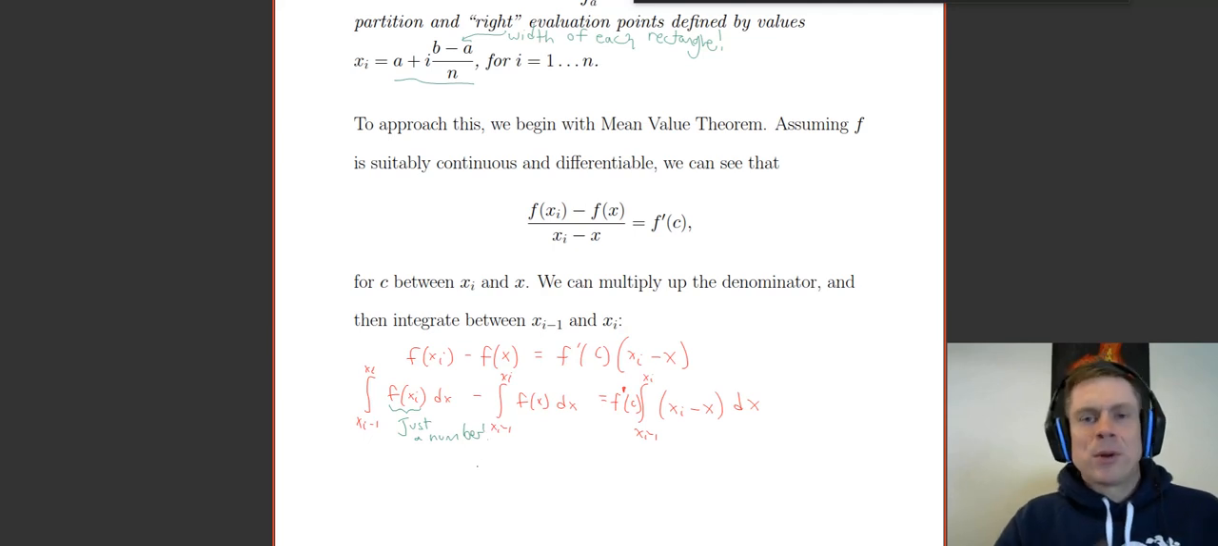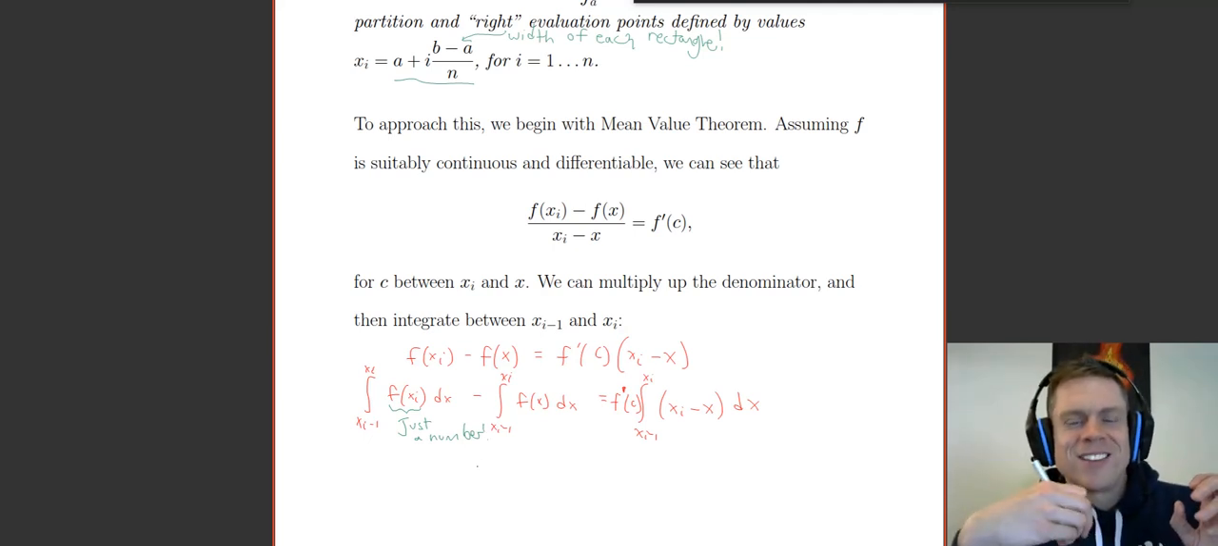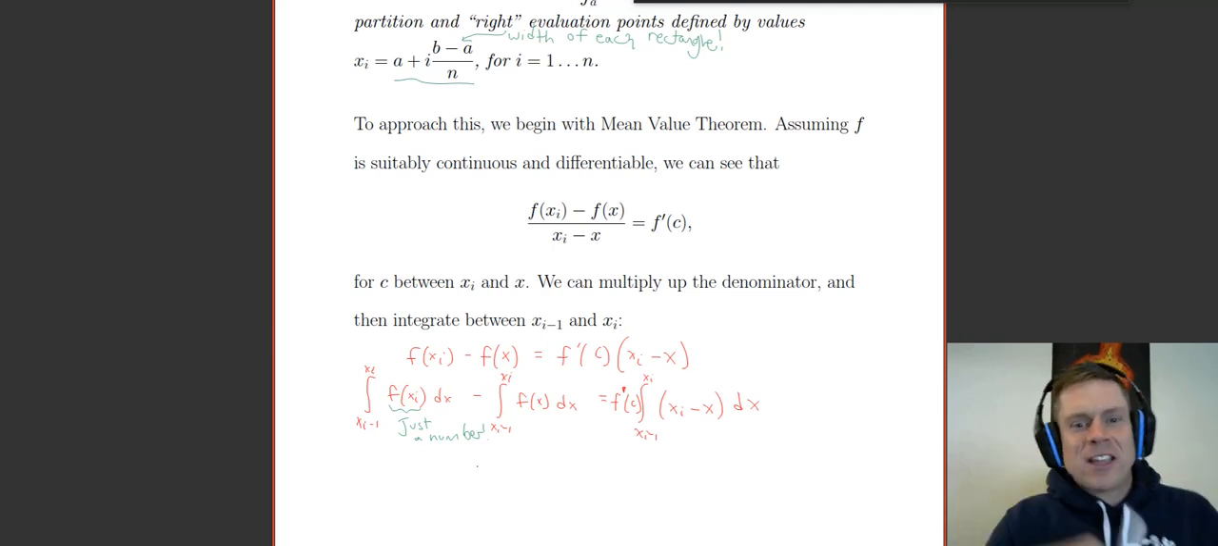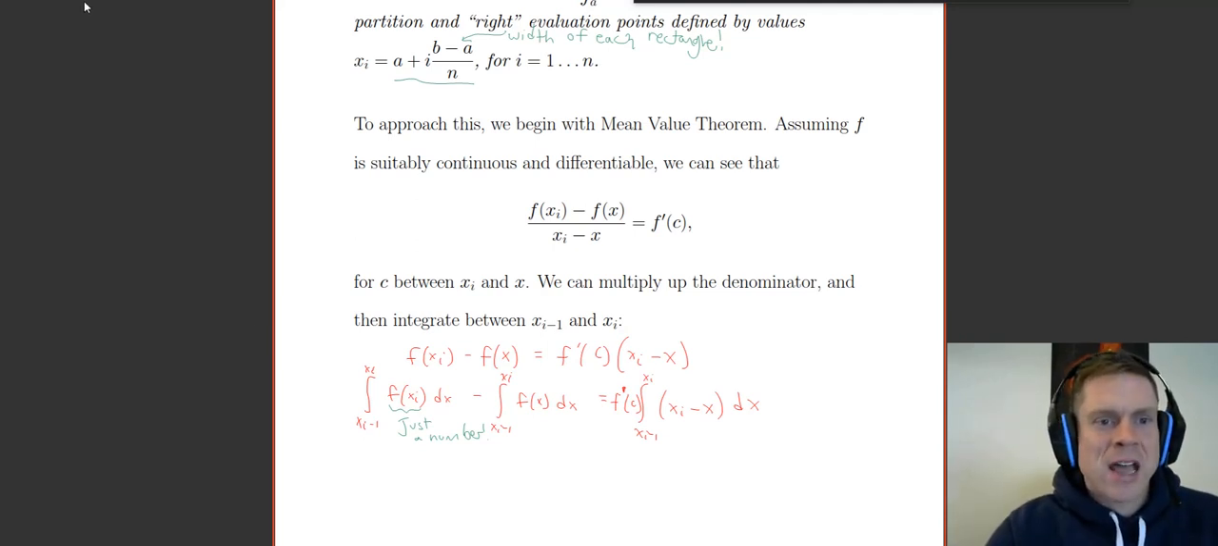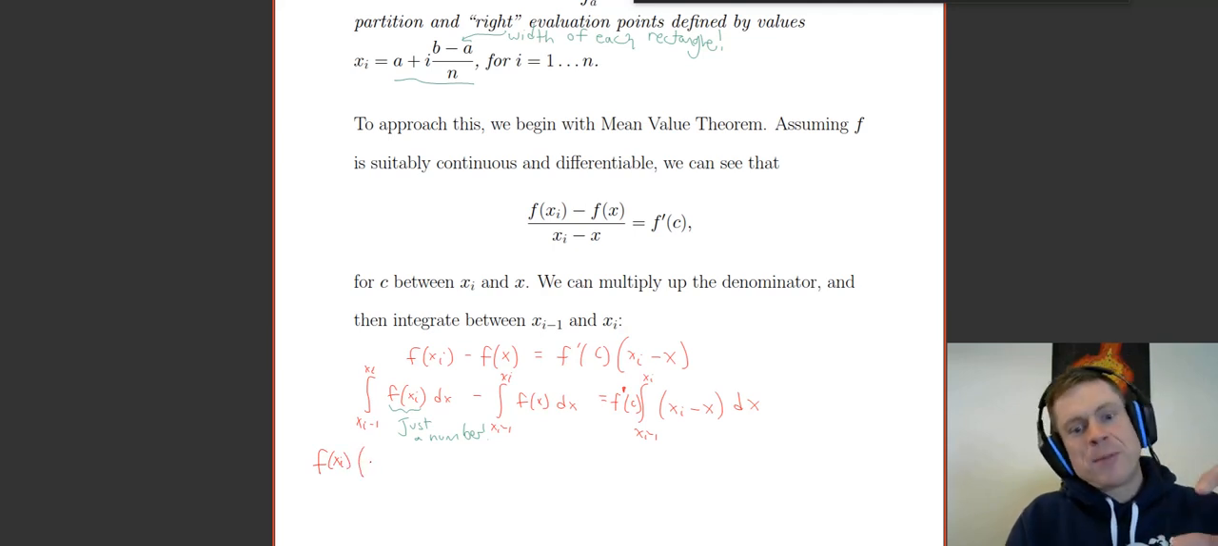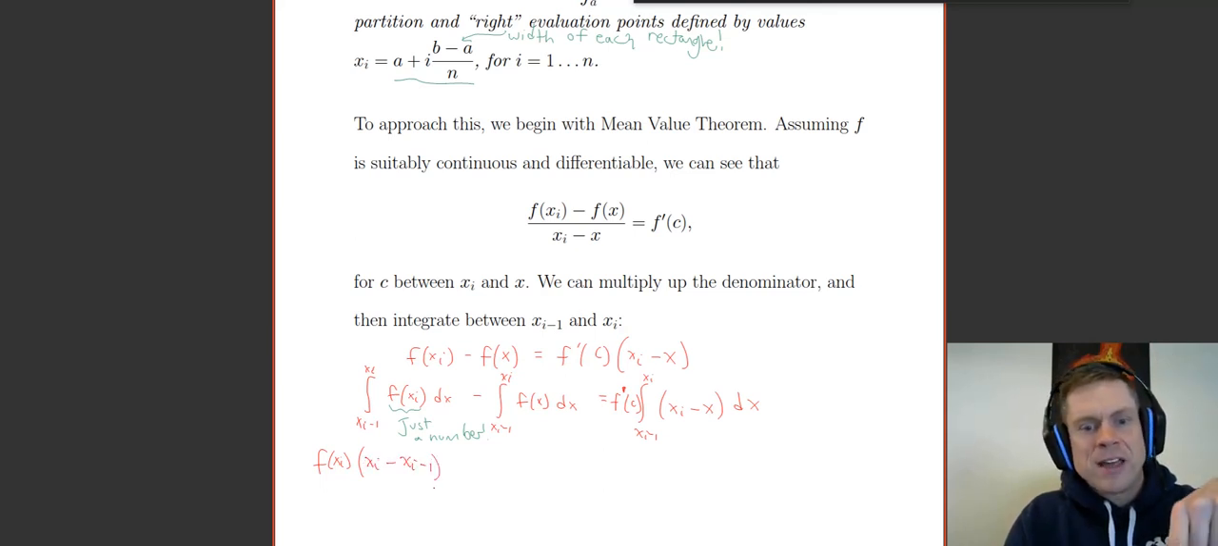And if that's just a number, we know what the integral of a number is. It's the number times x. And I can evaluate that between x_{i-1} and x_i. And that's going to give me an expression that isn't actually that hard to work with. So that's what I'm going to do right now. I'm going to get here f of x_i times x, evaluated between the two, I end up with x_i minus x_{i-1}, like that.